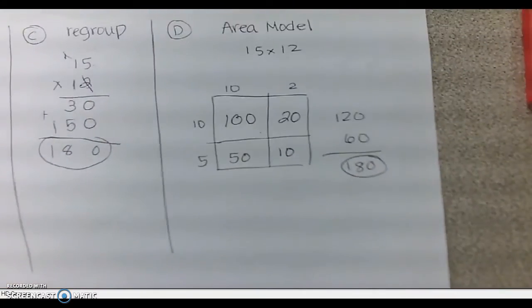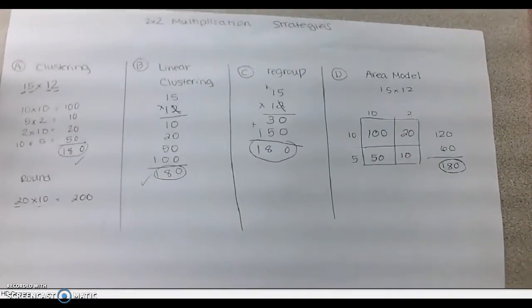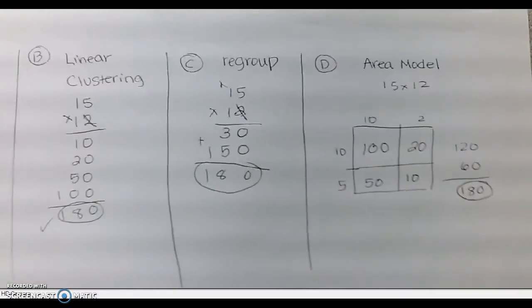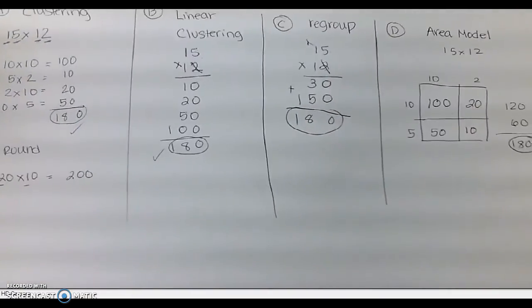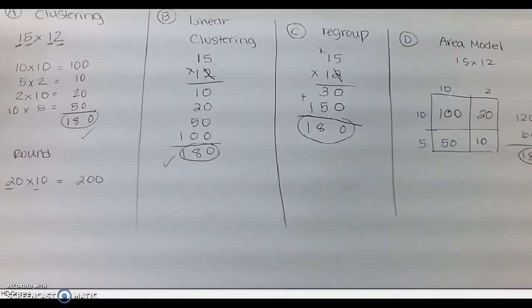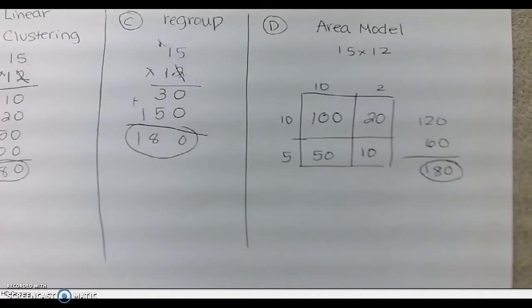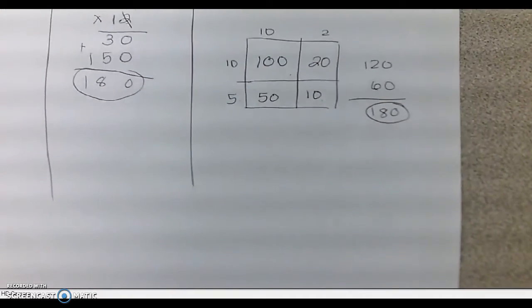And there you are. I have different strategies to get the same answer when I'm multiplying 2-digit by 2-digit. Okay? So you guys use the one that makes the most sense to you and the one that's going to get you to the correct answer. I did want to show you how to use area model for a 2-by-1 question just in case that comes up in your homework.